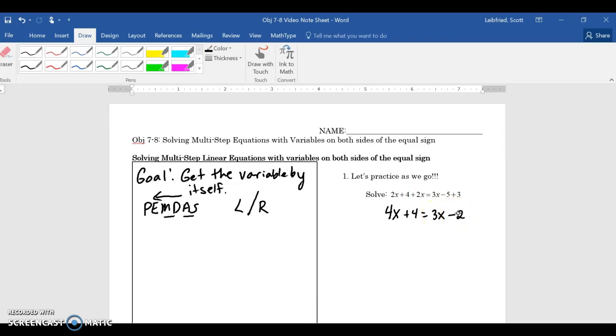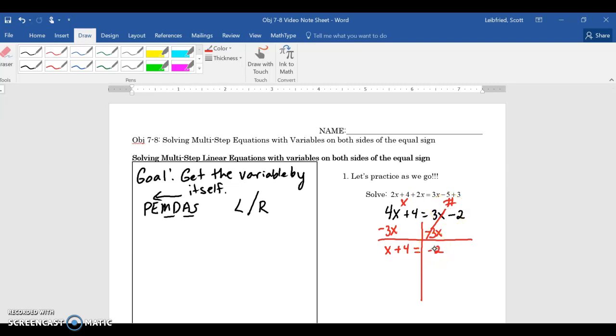Now, when we look at the problem, we draw our line to separate our equal sign, to separate our sides. And then we're going to decide which side we want to get the variable on. In this case, we're going to get the x on the left side, and on the right side, we're going to get the numbers. So now we start moving the 3x on the right side by subtracting it. And 4x minus 3x is 1x. We bring down the positive 4. 3x minus 3x cancels out. We bring down the minus 2.